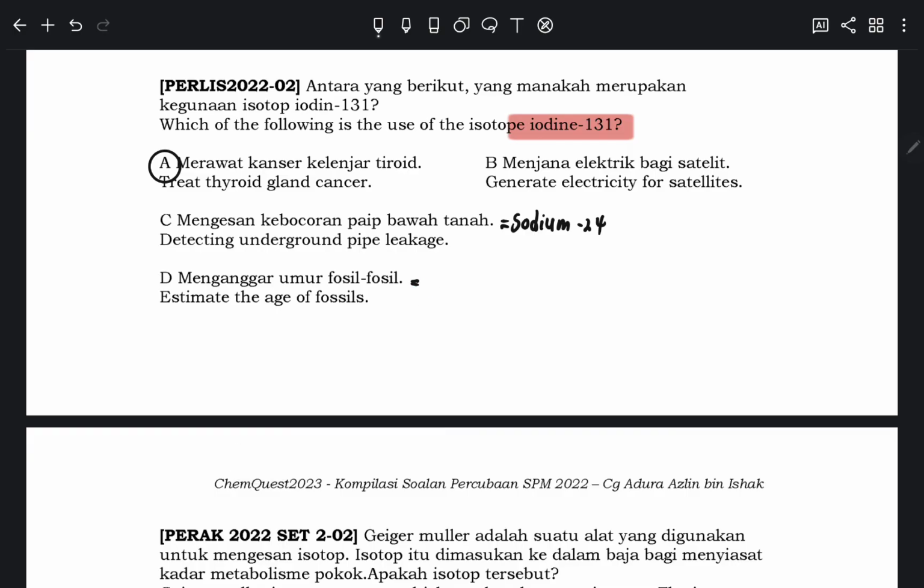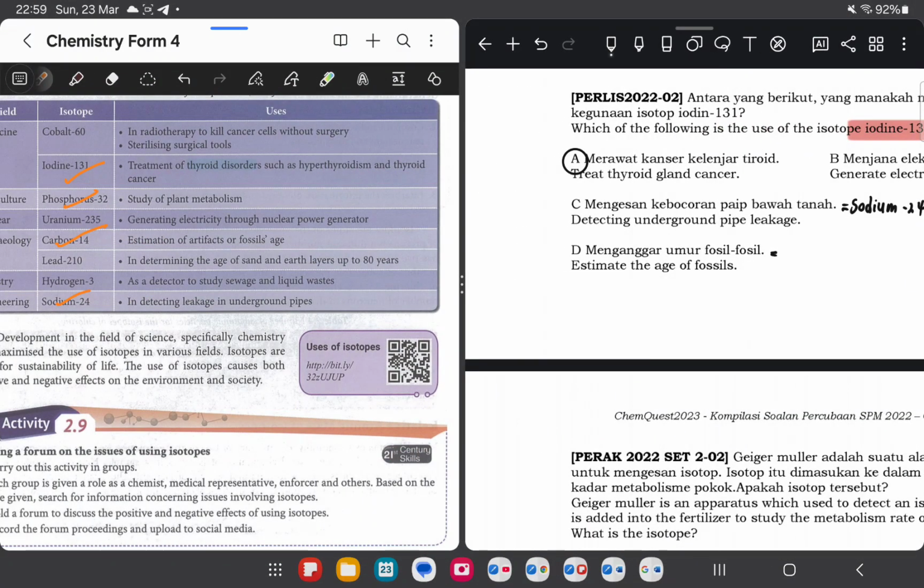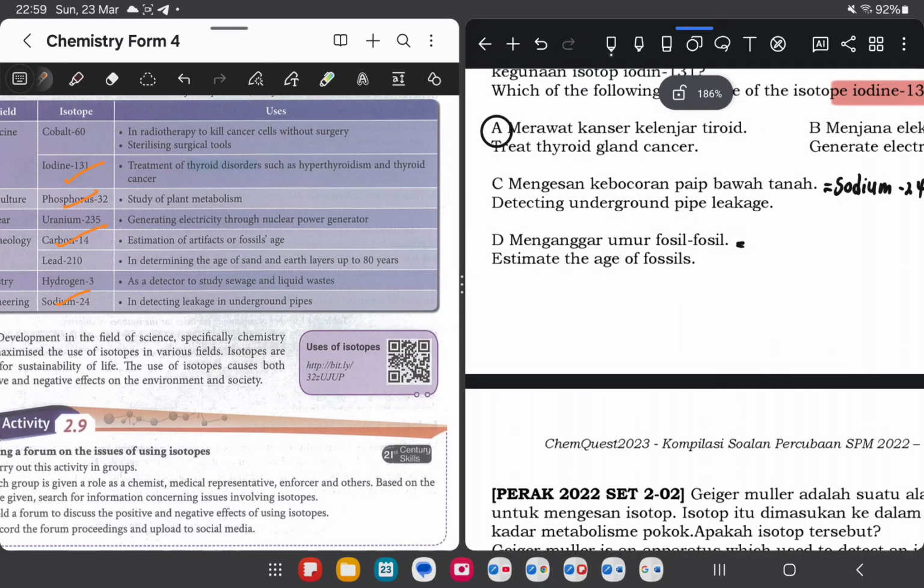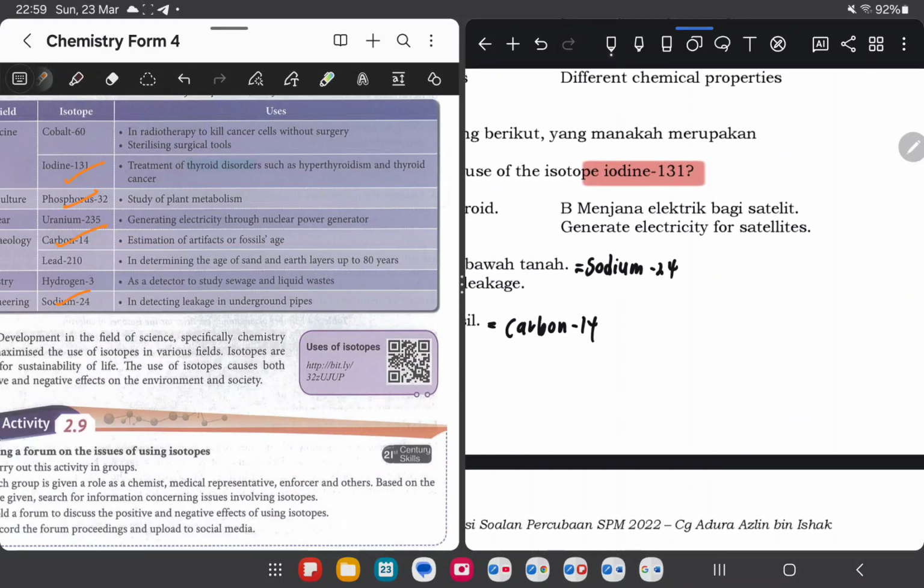Which one do we use to estimate the age of fossils? Let's just see the table. Actually I know it's quite hard to memorize the table, so why not make notes like this. So we will use carbon 14. To generate electricity for satellites, we will use uranium 235. So this is your answer.